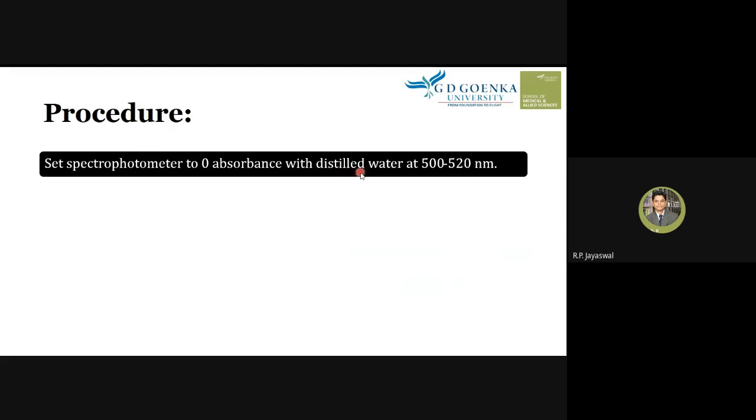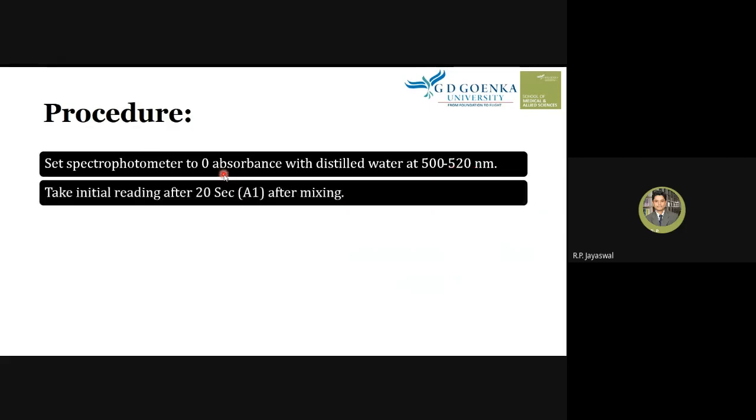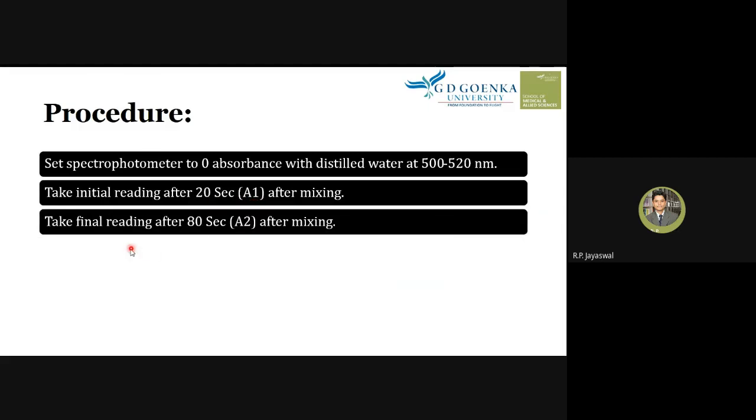which can be used as a blank, and we can calibrate the spectrophotometer by selecting the wavelength, this one 500 to 520, and we have to calibrate 0 first. Then we can take the initial reading after 20 seconds, that is A1, after mixing. So this is the first absorbance we get after 20 seconds. Then we can take the final reading at 80 seconds.